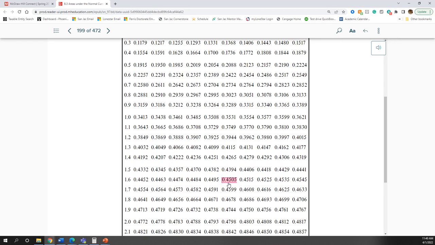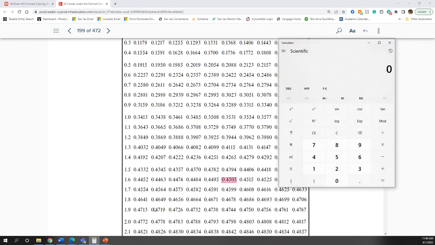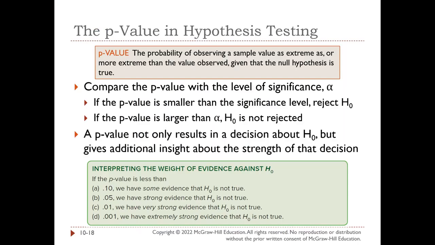And when we're looking for the p-value, again, we're going to have to calculate 0.5 minus our 0.4505, since it's definitely a one tail. So, calculator. Clear. 0.5 minus 0.4505. Now we find it as 0.0495. Now, back to our slides.